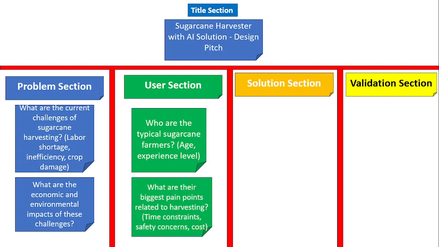After that, what are their biggest pain points related to harvesting? In that, you may explain, because your pitch session concentrated on the pain points, so you may explore with the sticky notes analysis the point of what are their biggest pain points related to harvesting. It's related to time constraints, safety concerns, and cost, because nowadays a lot of snakes are available in the sugarcane farm. It bites the farmers and they die. The biggest problem available, our machine is reduced to that problem.